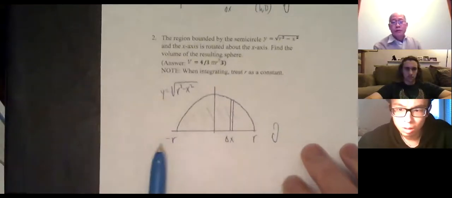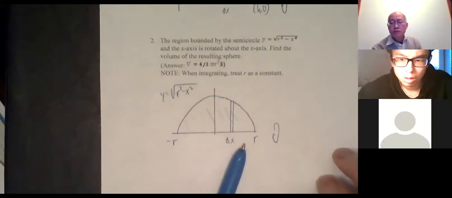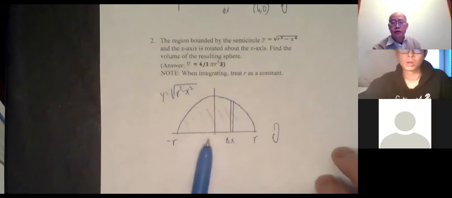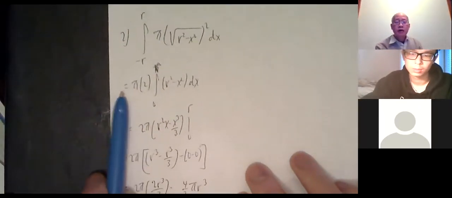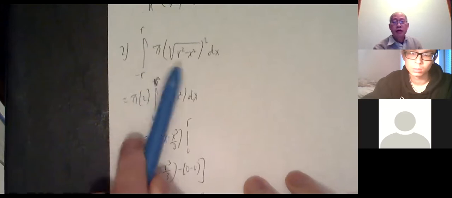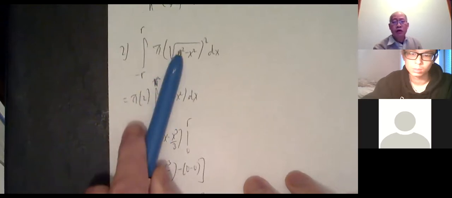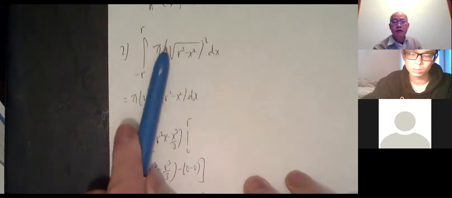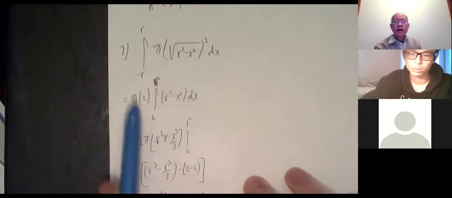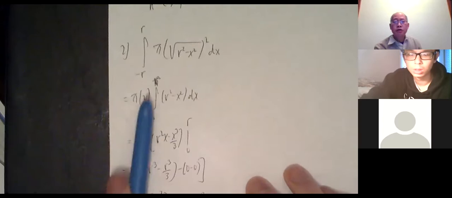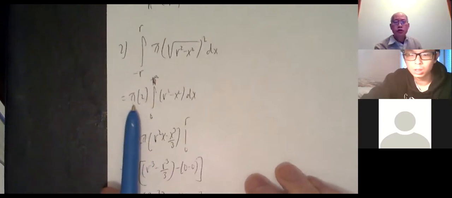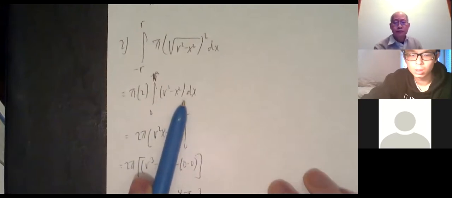Now, you could integrate from negative r to r, but it was a lot easier, and a lot of you noticed that. Because of symmetry, I'll just integrate from 0 to r and double my answer, right? So pi y squared, pi times the radius squared. Very conveniently, if you have a square root squared, you just drop that off. So pi comes out. And instead of going from negative r to r, I go from 0 to r and double it. So 2 times the integral from 0 to r of r squared minus x squared dx.